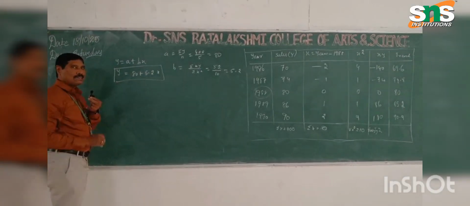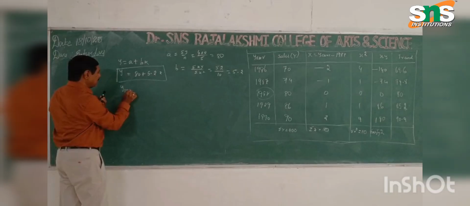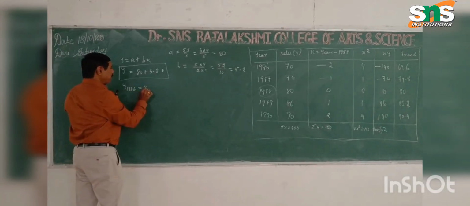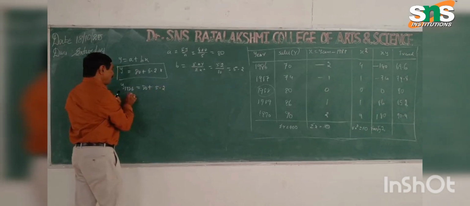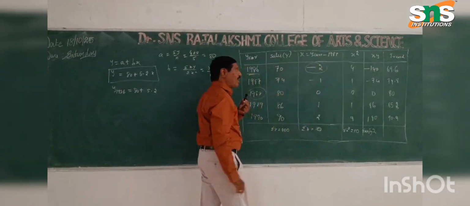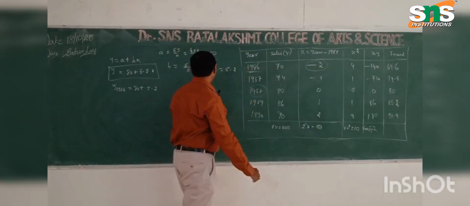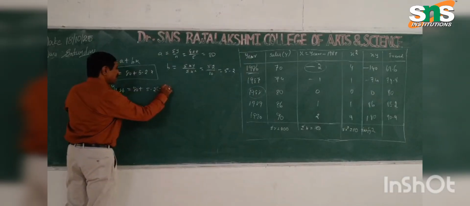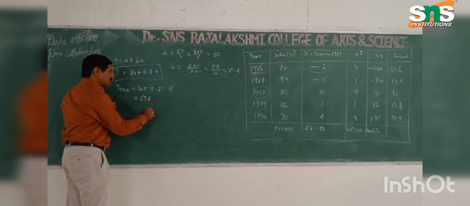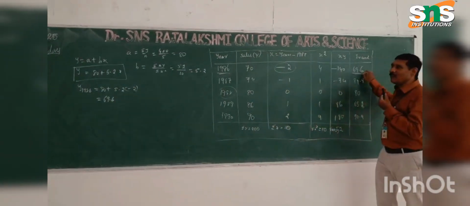Now we calculate the trend value. Put x equal to the corresponding value to get the expected value for 1986, that is the trend value. So 80 plus 5.2 times the corresponding x. In 1986 the corresponding x is minus 2, since 1986 minus 1988 is minus 2. Therefore the value is 69.6. Immediately put it here. That is the trend for 1986.